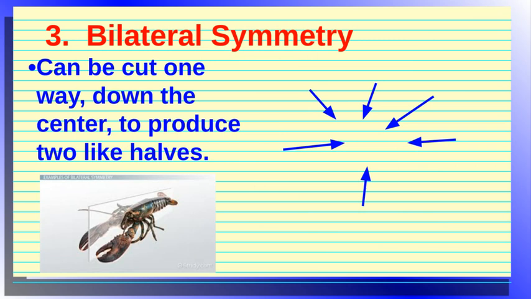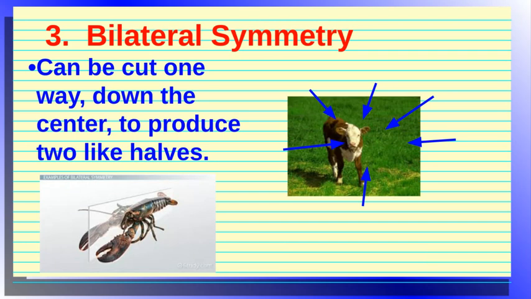All right, and then bilateral symmetry. Bilateral symmetry means that you can cut in only one direction. So humans, you can only cut us down the middle, and we will match on either side. Cows, lobsters, pretty much most animals fall under this category, where they can only be cut in one direction and be symmetrical that way. Okay, so you have a right and a left.